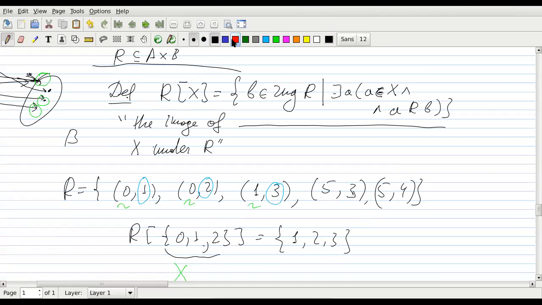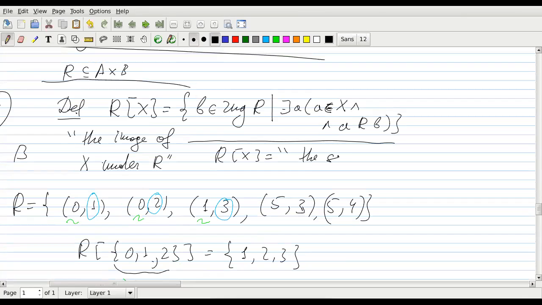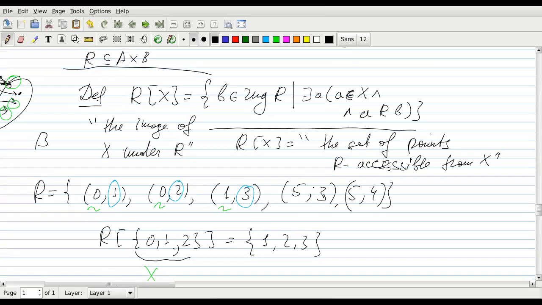Yes. So you may say something like that. Informally, this is the set of points accessible from X. Accessible means via a one-arrow path. Is it clear?